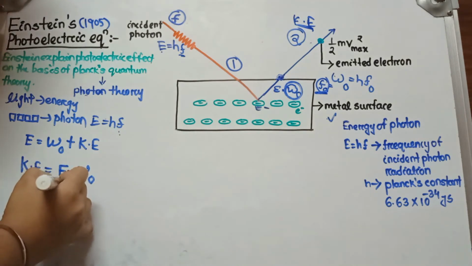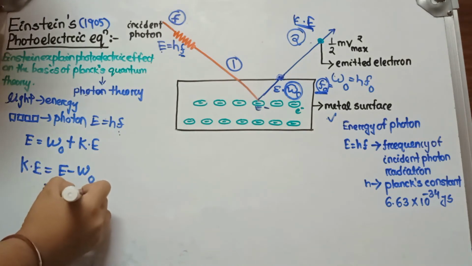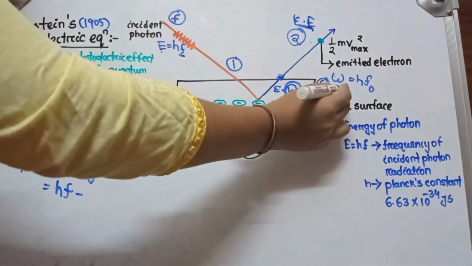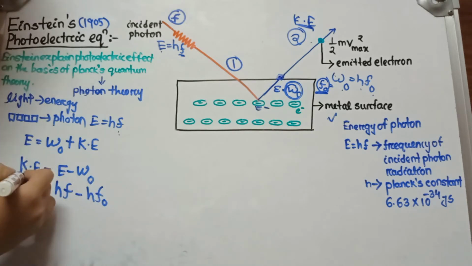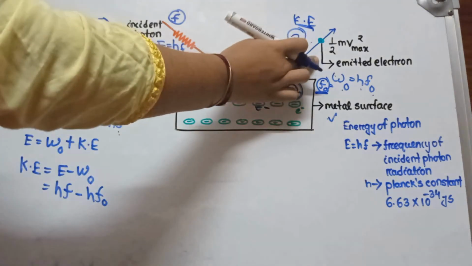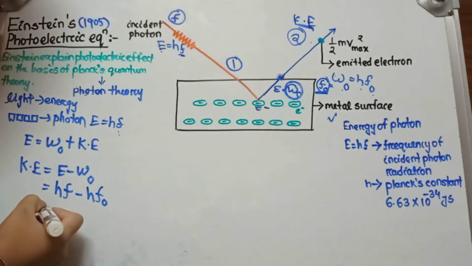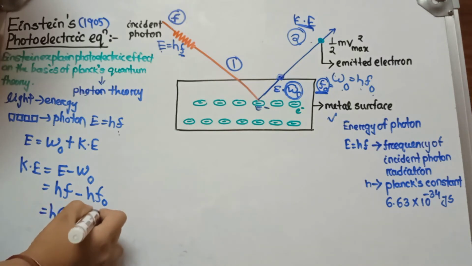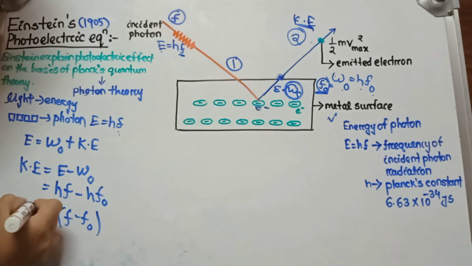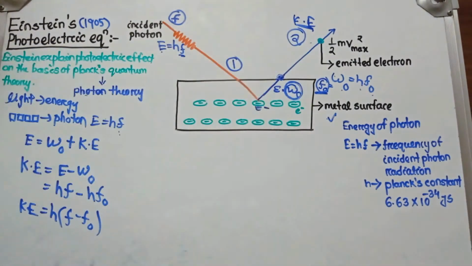We know that E equals hf, and W0 equals hf0. So what is the total kinetic energy of this emitted electron? Take h common: h(f minus f0). This is the kinetic energy of the emitted electron.